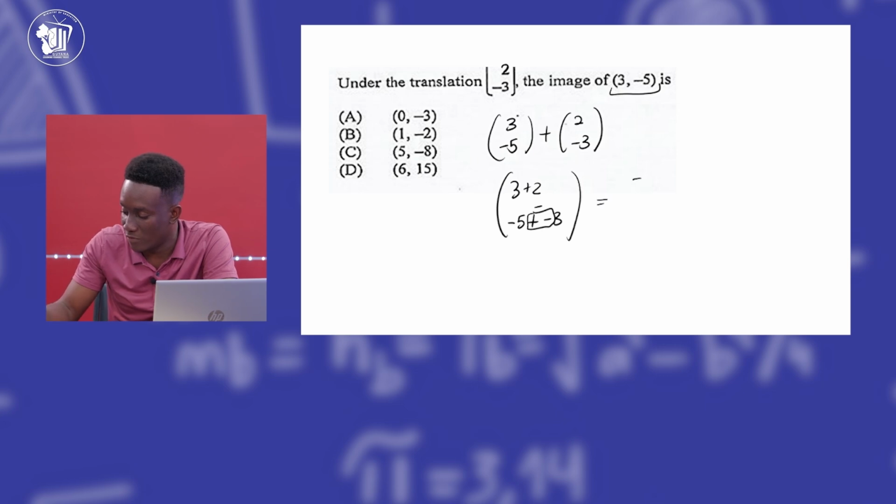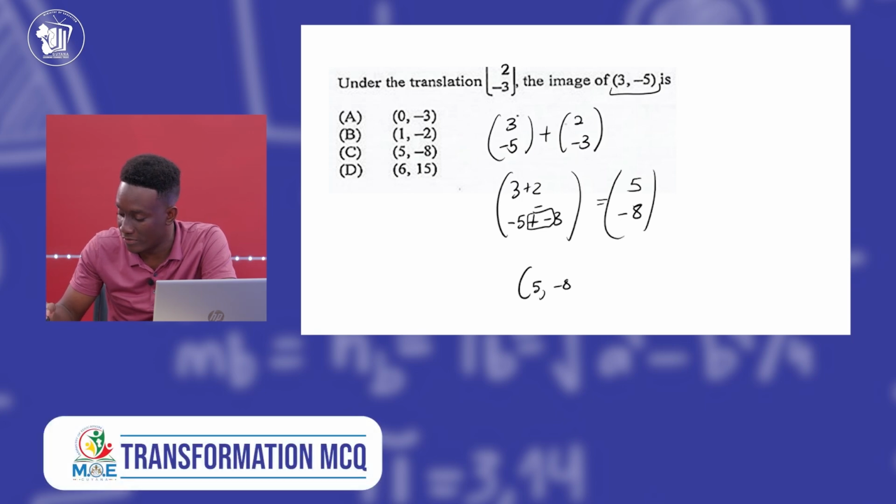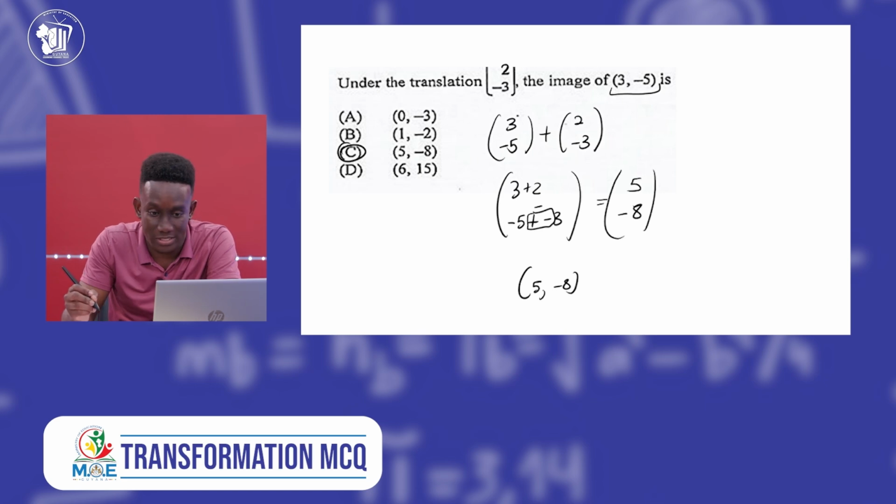So 3 plus 2 would give me 5. -5 minus 3 would give me -8. So the answer here is (5, -8). So I can turn that into coordinate form, (5, -8). So the answer is simply C.